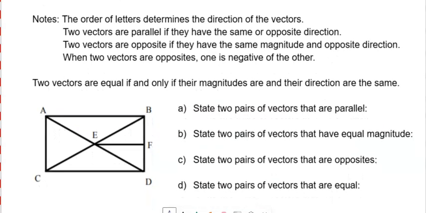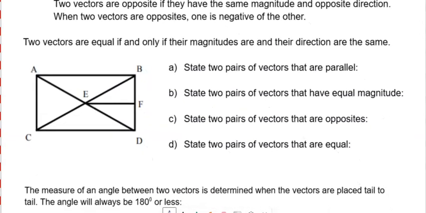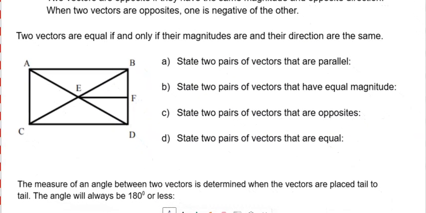Two vectors are parallel if they have the same or opposite direction. Two vectors are opposite if they have the same magnitude and opposite direction. And when two vectors are opposite, one is the negative of the other. So two vectors are equal if and only if their magnitudes are the same, and they're going in the same direction.